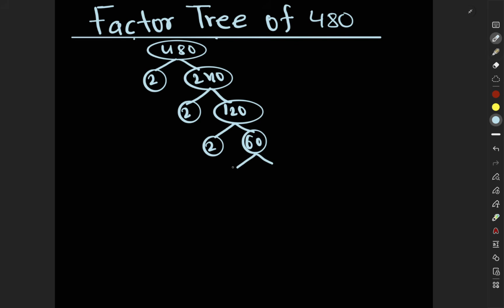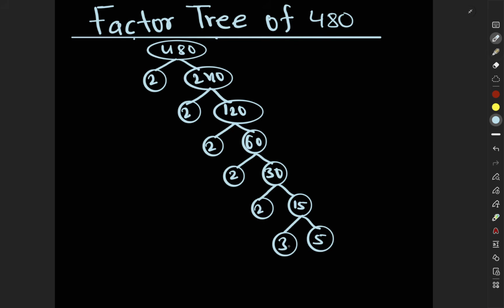60 can be written as 2 and 30. So 2 times 30 makes 60. 30 can be written as 2 and 15. So 2 times 15 makes 30. 15 can be written as 3 and 5. So 3 times 5 makes 15.